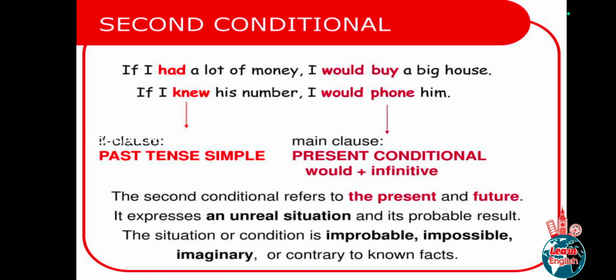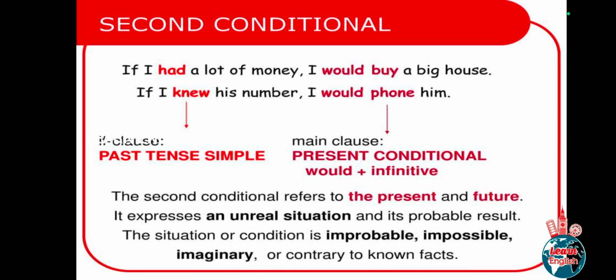The second conditional refers to the present and future. It expresses an unreal situation and its probable result. The situation or condition is improbable, impossible, imaginary or contrary to the known facts. So for these things we will use the second conditional.